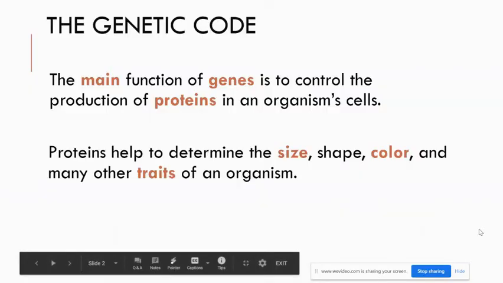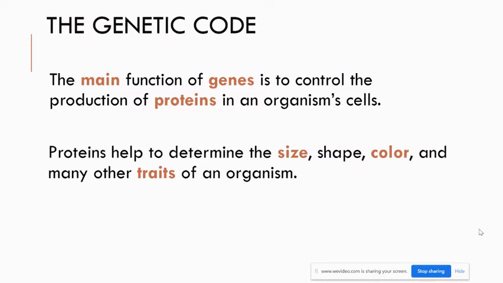So the genetic code is something that we need to understand, and how genes play a role in it. The main function of genes is to control the production of proteins in an organism's cell. Proteins help determine the size, shape, color, and other traits of an organism. So these genes determine what proteins have to be made and what they'll be used for.